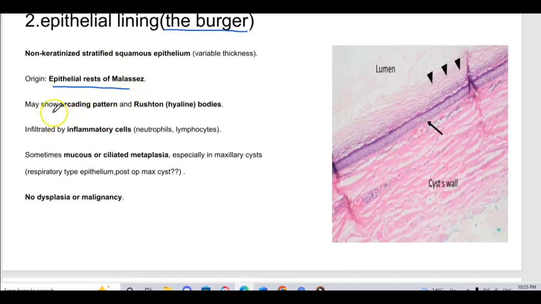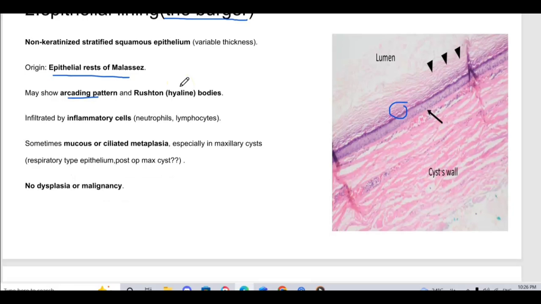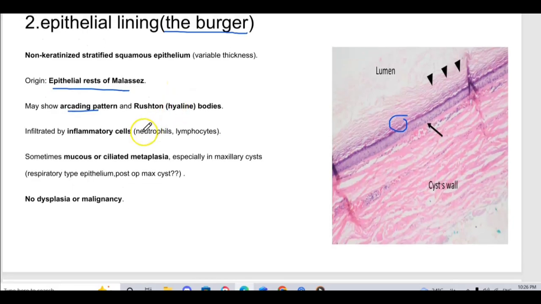We can see something called an arcading pattern in there, which means that this epithelial lining can sometimes get into the lumen, and it's also infiltrated by inflammatory cells, neutrophils, and lymphocytes, because the body is still in an ongoing war with this cyst, with this foreign body in there.